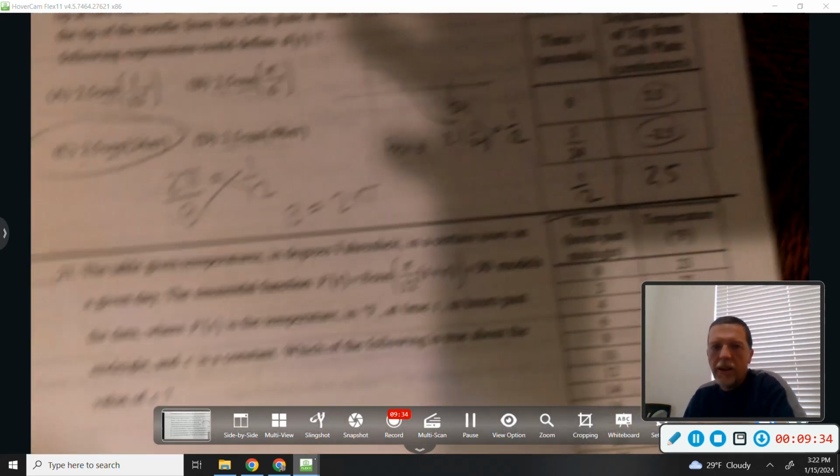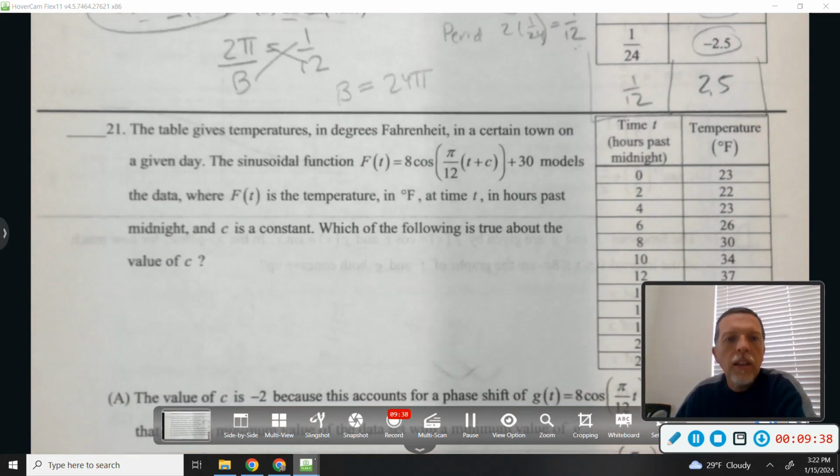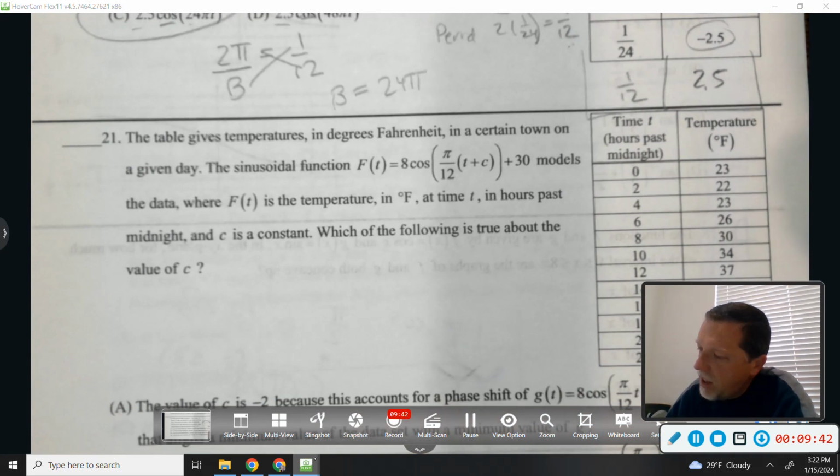Number 21. The table gives temperatures in degrees Fahrenheit in a certain town on a given day.